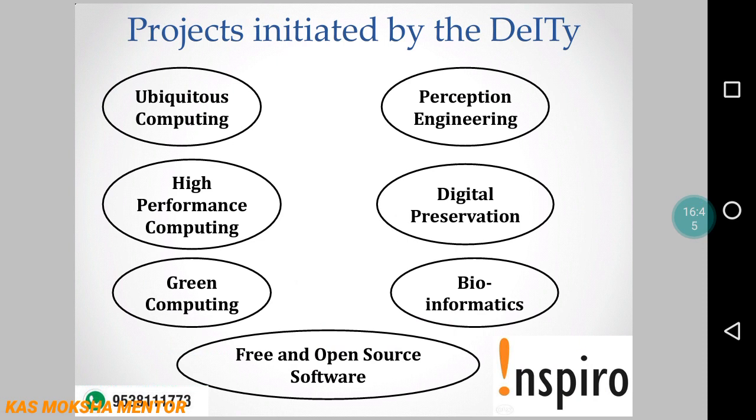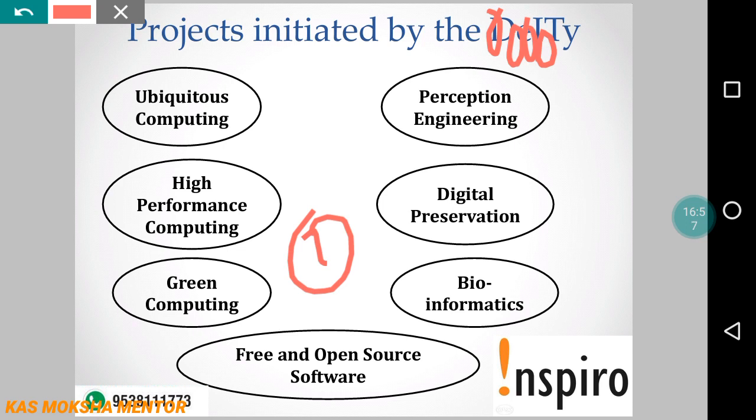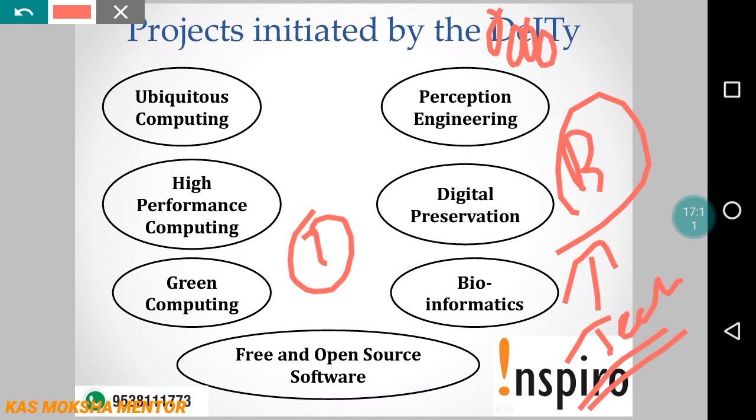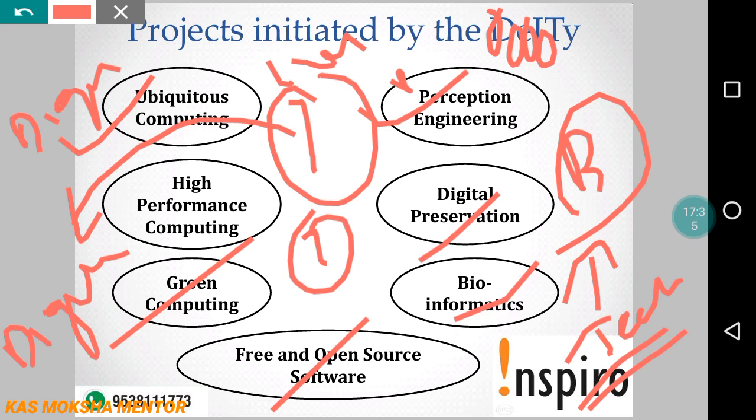So what we have discussed now are different projects started by DeITy, the Department of Electronics and Information Technology. Mainly 7 projects are led by them. What are these projects for? For making India ready for science and technology development, for our growth, for making us ready for more competition. Because today's business requires technology, technique, digital knowledge, everything. So ubiquitous computing, preservation engineering, high performance computing, digital preservation, green computing, bioinformatics, free and open source. These 7 aspects will definitely meet the demands of the country, and they will help us to make India digital. So the dream of the Digital India project will be realized.